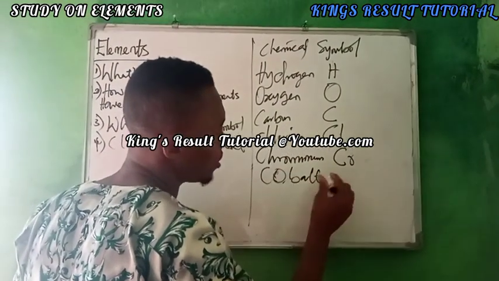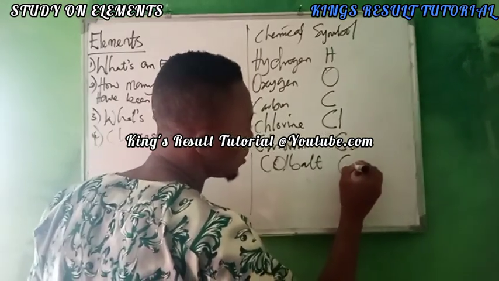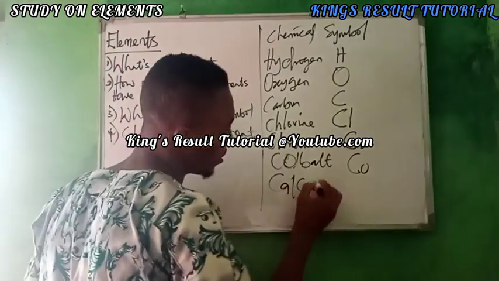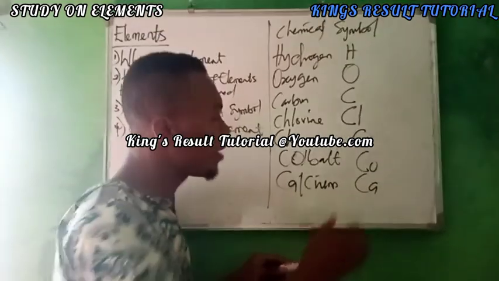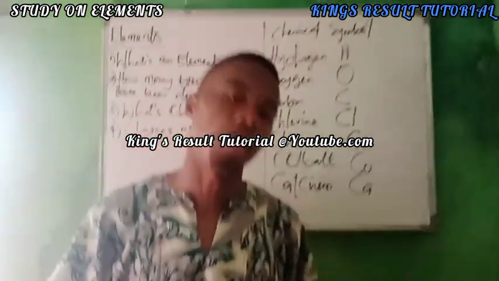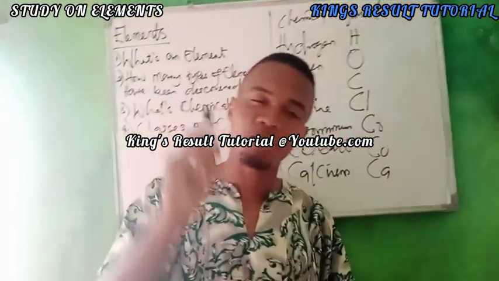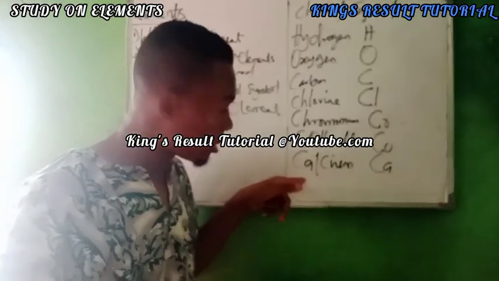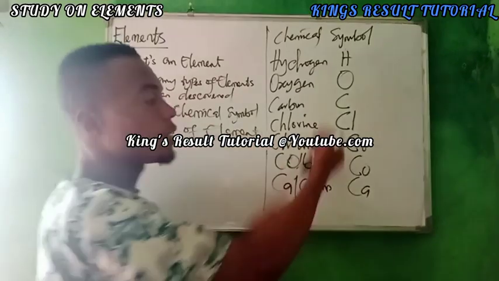We have cobalt, which is Co. We also have calcium, which is Ca. So you see that in these ones that have two letters, the first letter is a capital letter, and the other one is a small letter. And this letter must come from that element, just to differentiate the elements.